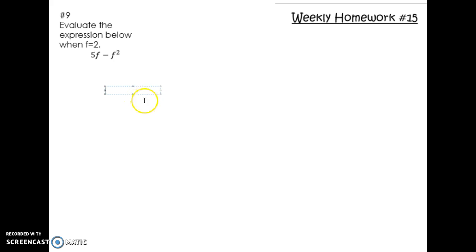Number 9 says evaluate the expression below when f equals 2. So we have 5f minus f squared. So we're going to have our 5 here and fill in our f. What's our f? Well, we said it was 2. So we're going to say minus 2 squared. And then you guys can solve for this.